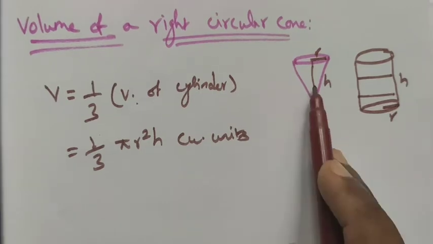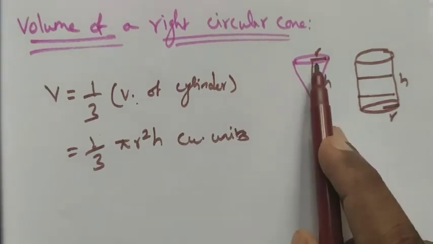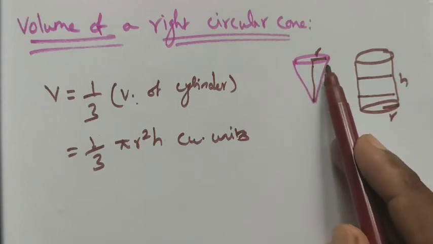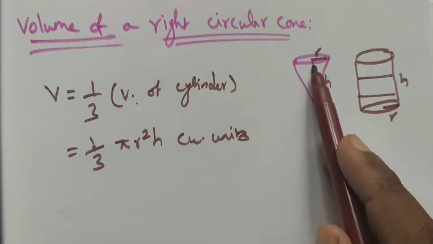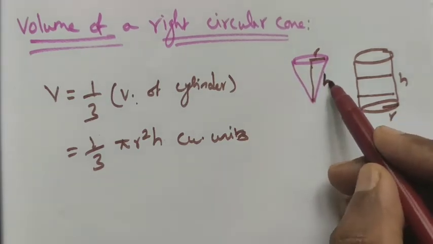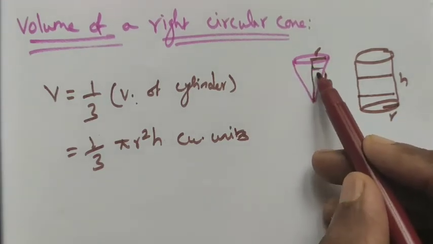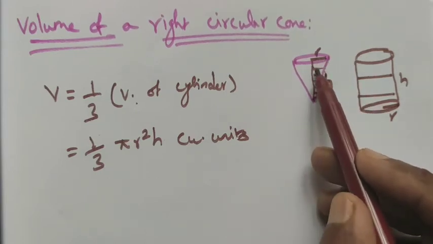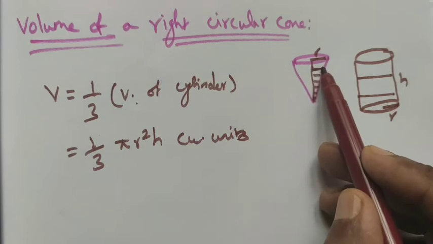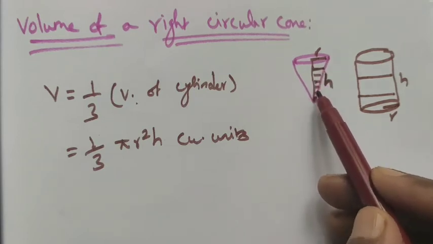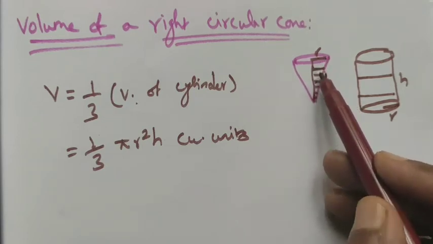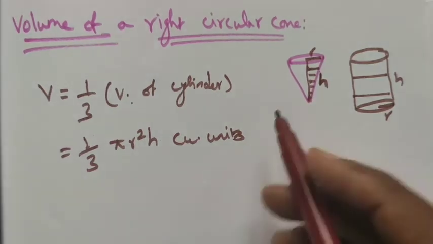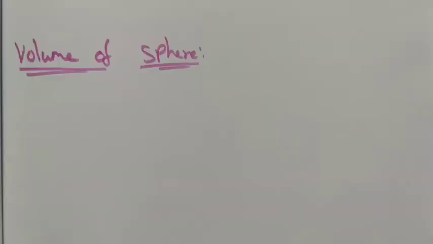Why can we not find the volume directly? The radius is the same in the cylinder, but in the cone the radius reduces along the height. Height is h itself, but the radius differs toward the end, for example 3 cm, then 2.8, then 2, then 1, and then 0. The radius differs, so we cannot find the volume of the cone directly.